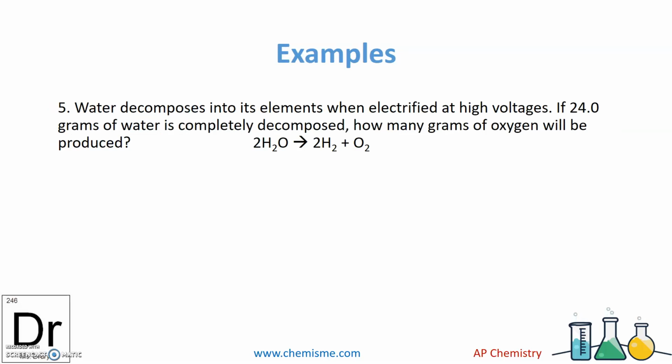The example we have is water decomposes into its elements when electrified at high voltages. If 24 grams of water is completely decomposed when it gets electrocuted, how many grams of oxygen will be produced? So just as we learned before with dimensional analysis, and this is why we learned dimensional analysis for these harder questions, we're going to start with 24 grams of water on the top of the first fraction over 1.